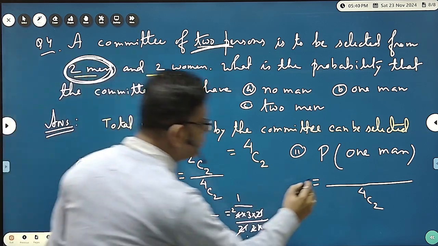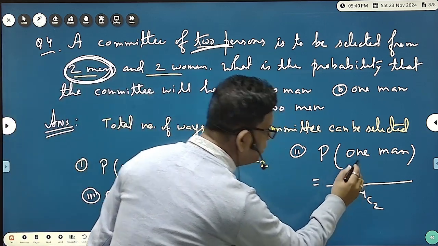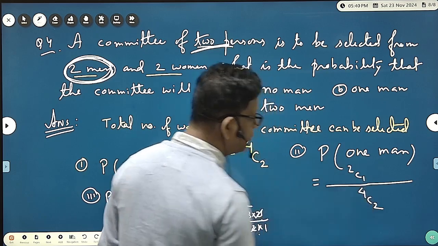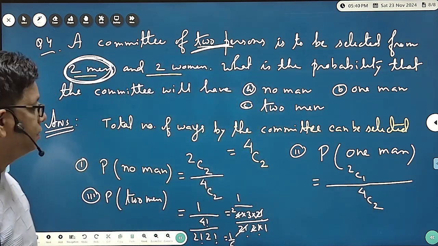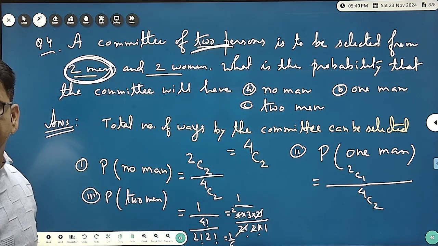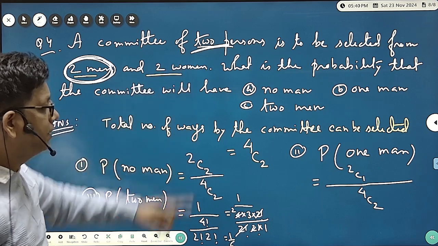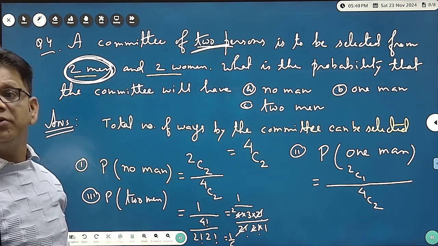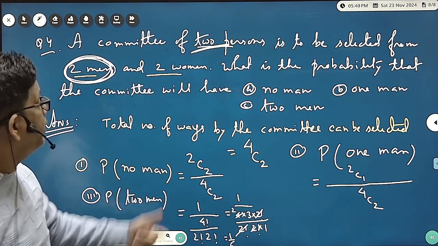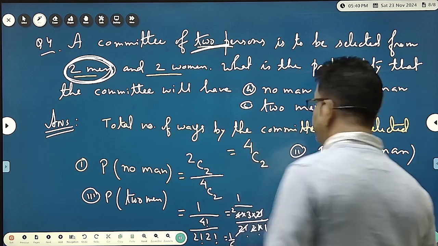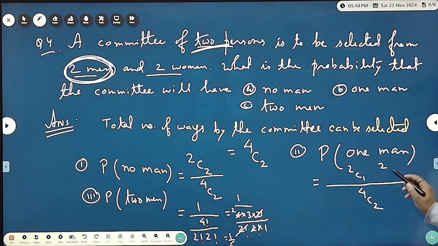From these 2 men, how many men are they asking us to take? So it will be 2C1. But is the committee completed? No. Why? Because with only 1 man, how many people must the committee have? Then what will we take? One more woman. From where? From the women only. So from the other 2 remaining women, we have to take 1 woman. Is it clear? Is it okay?